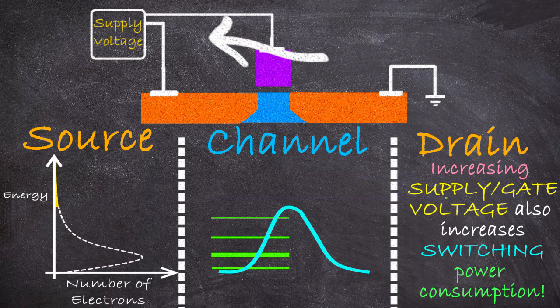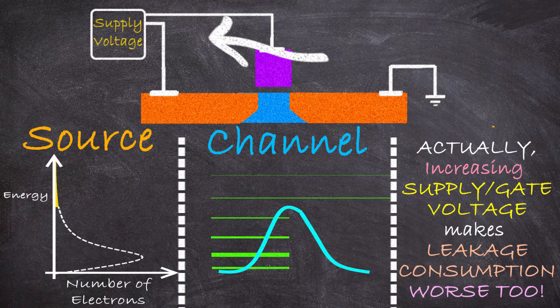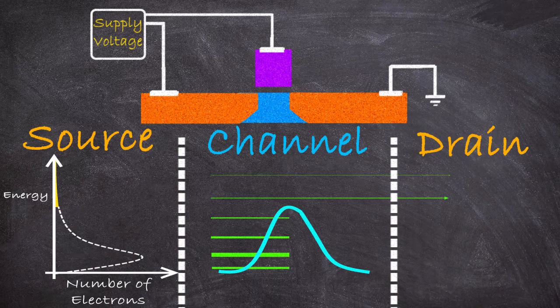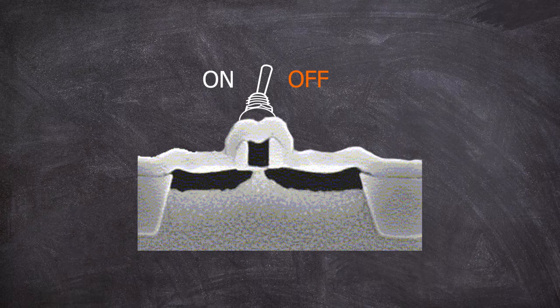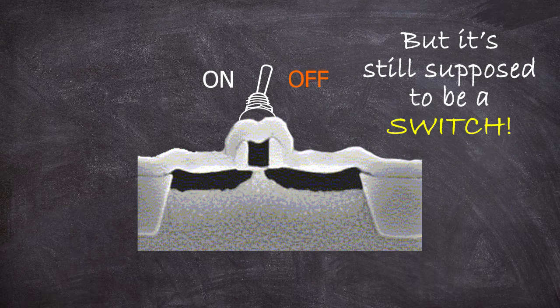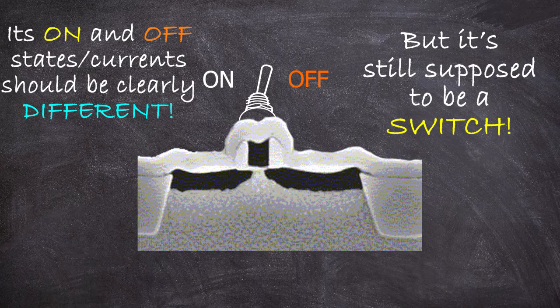In fact, increasing the supply voltage also makes the power consumed by our leakage current due to quantum tunneling higher as well. So like I said, increasing this would be bad. We in fact want it as low as possible. However, at the end of the day, the whole reason we're doing this is because this is supposed to be a switch. It has a 0 or 1 state that needs to be clearly discernible.